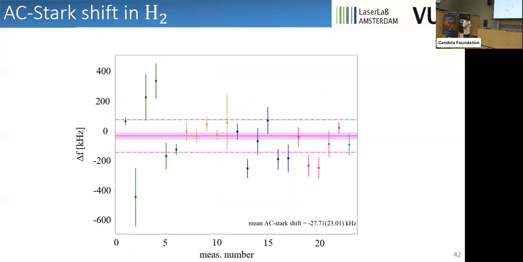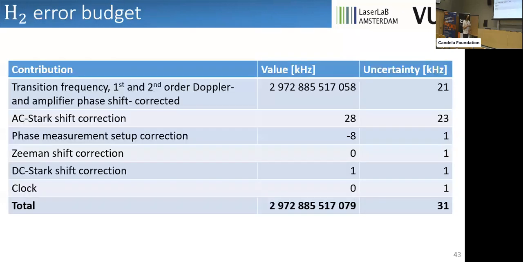And so here is, again, the plot for the whole measurement campaign in H2 for the AC Stark shift, where we can see that it's not exactly zero, but it's quite close. The mean is quite close to zero. So we get a shift of 27 kilohertz with an uncertainty of 23 kilohertz. So this brings me, and I think I'm roughly on time, to the error budget for H2.